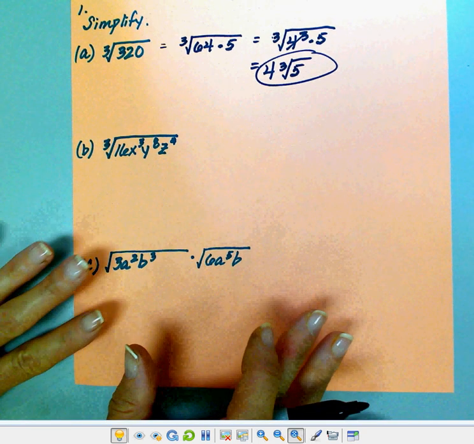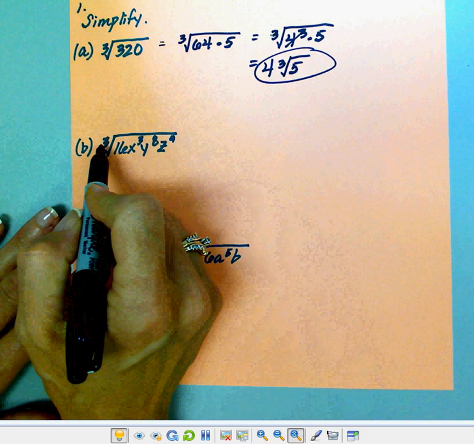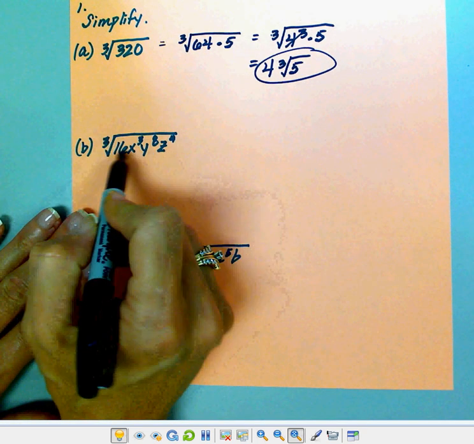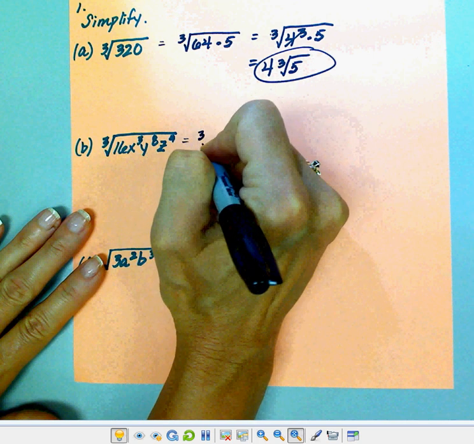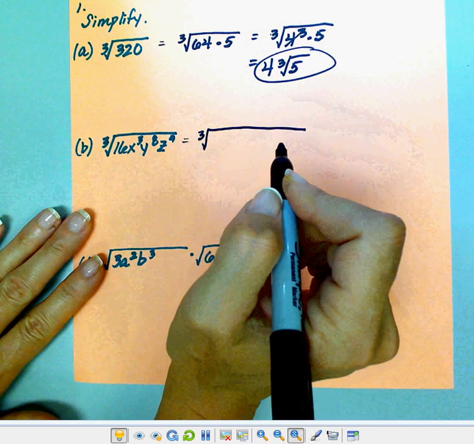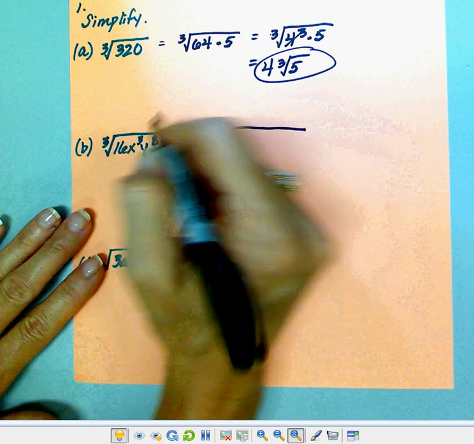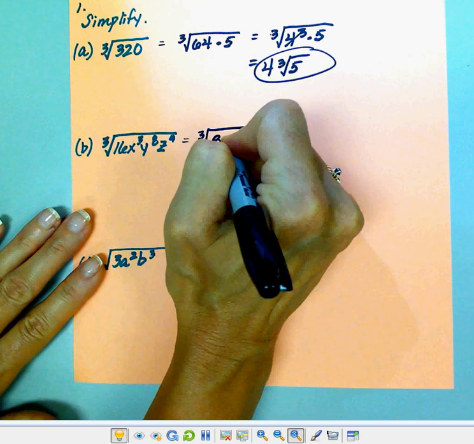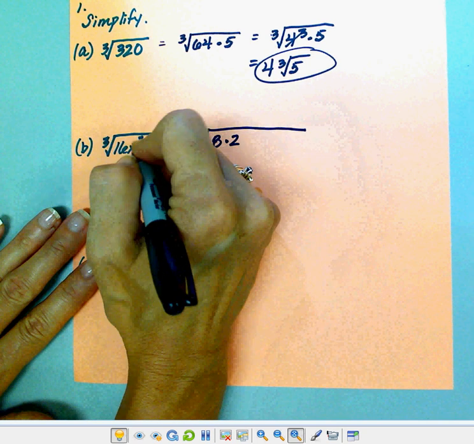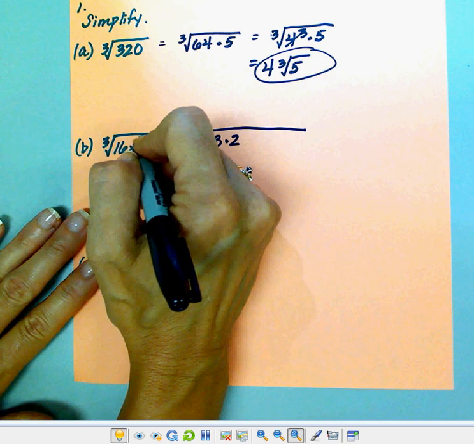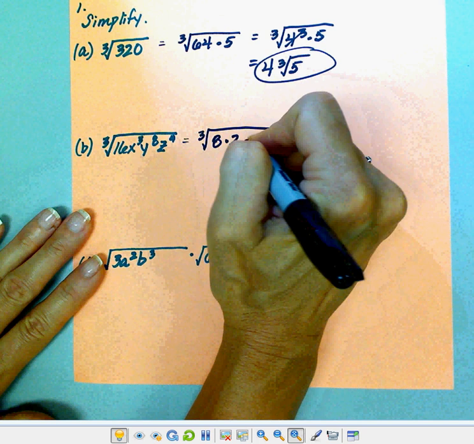Letter B is also asking me to find perfect cubes. So I'm going to rewrite all of these as perfect cubes. I know that 16 has a perfect cube because two of the factors are 8 times 2, 8 being a perfect cube. X cubed is already a perfect cube because I can take 3 divided by 3.